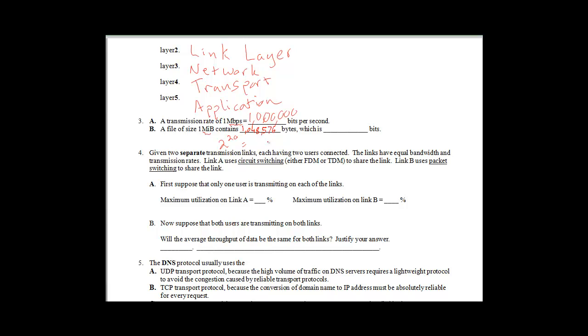So 1 megabyte is 1,048,576 bytes. To get it in bits, you multiply that by 8, so 8,388,608 bits.